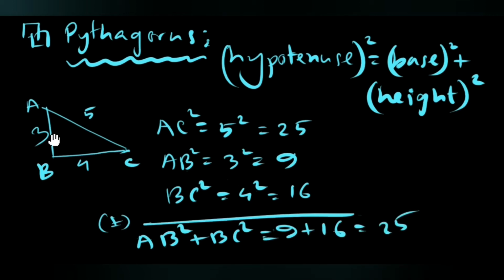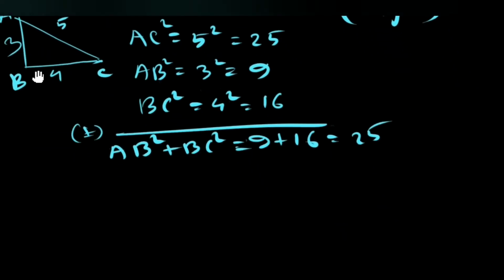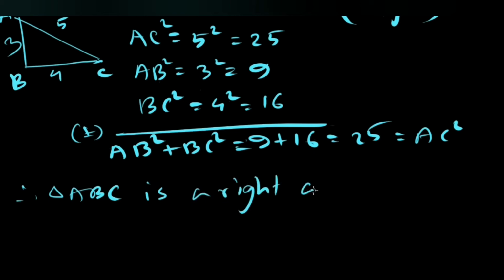So we can say by the formula of Pythagoras, it is equal to AC square. So the summation of the squares of two sides is equal to the square of the other side. So this type of triangle we can say is a right angle triangle. So ABC is a right angled triangle.